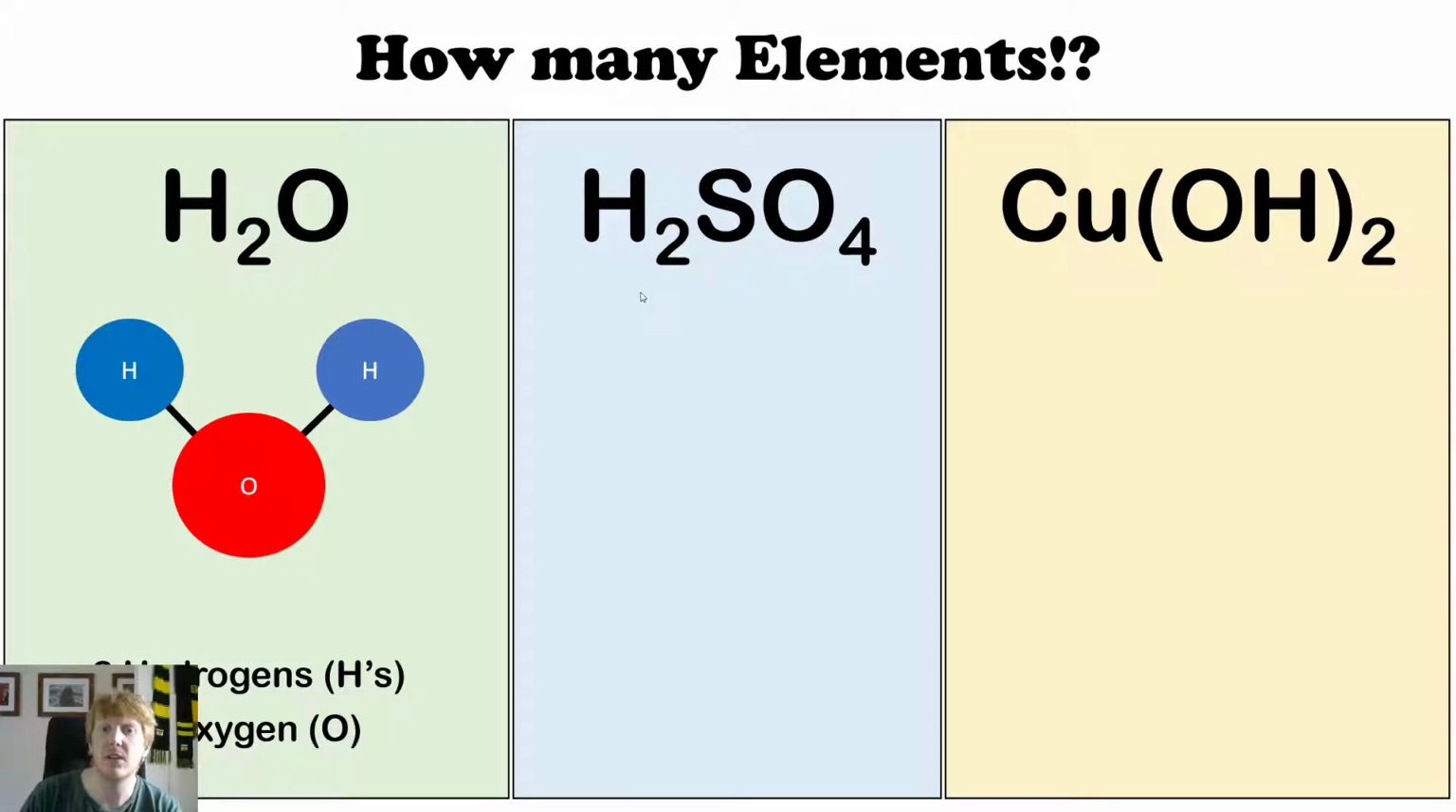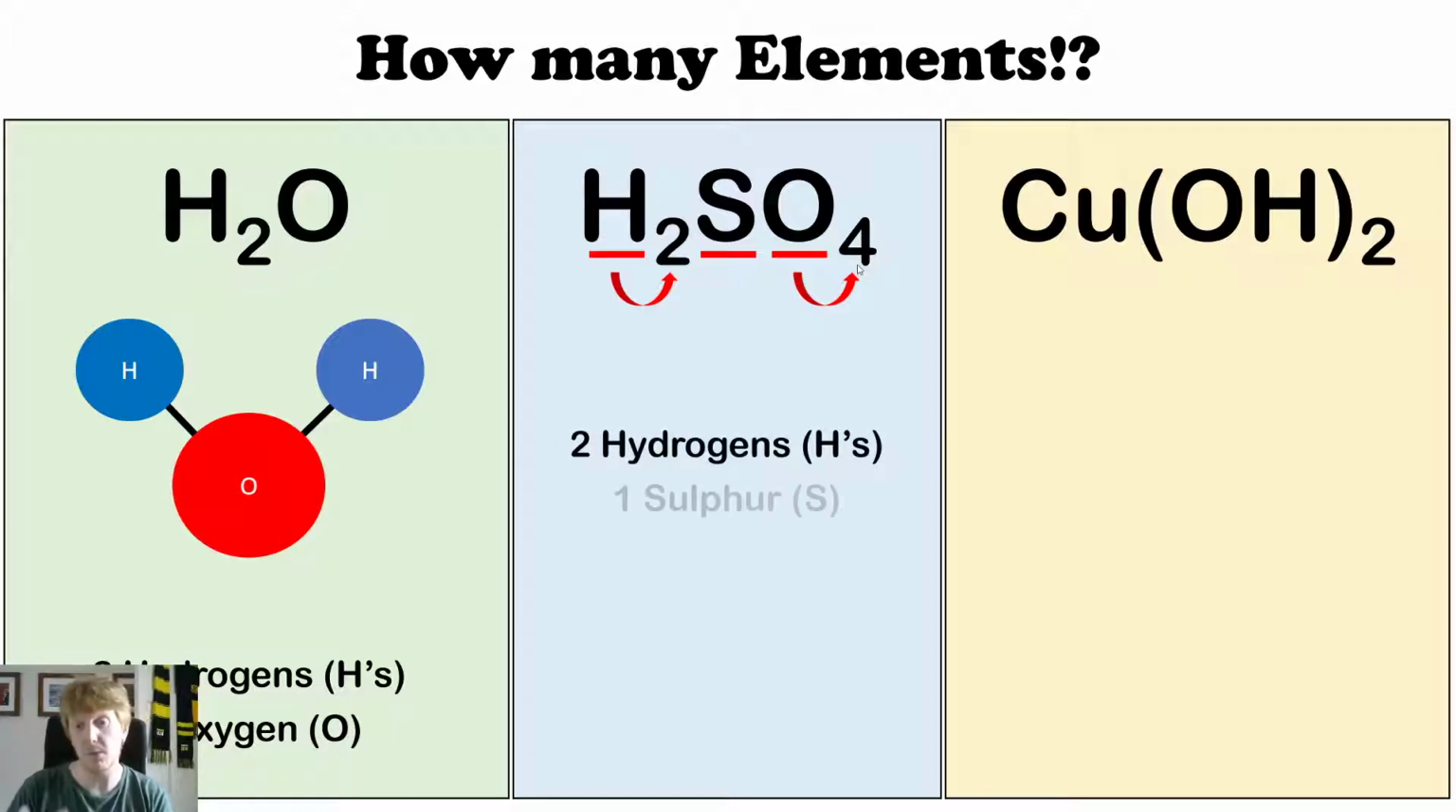So let's apply this over here. Let's identify the elements first. We've got hydrogen, sulfur, and we've got oxygen. How many hydrogens do we have? Well, we read to the bottom right. There are two hydrogens, okay? How many sulfurs? Well, there's no number, so there'll be one sulfur, and the oxygen, there'll be four oxygens at the bottom. So with two hydrogens, one sulfur, and four oxygens.